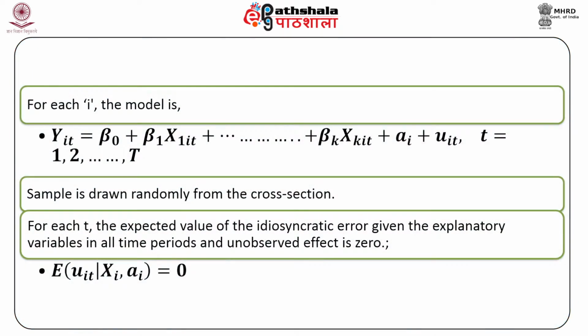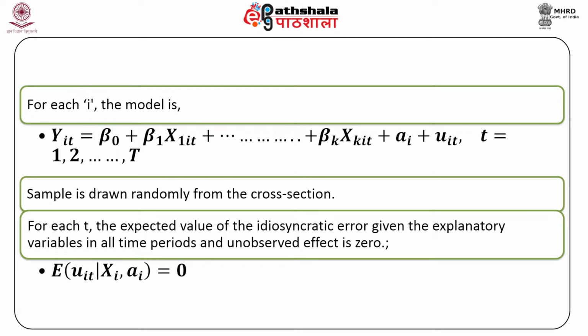The ideal random effects assumptions include the following. Number 1, for each i, the model is y_it equals beta naught plus beta 1 x_it1 till beta k x_itk plus a_i plus u_it, t going from 1 to capital T, where the beta j are the parameters to estimate and a_i is the unobserved effect. Sample is drawn randomly from the cross section. That was the second assumption.